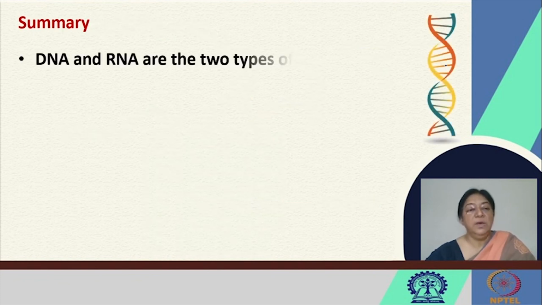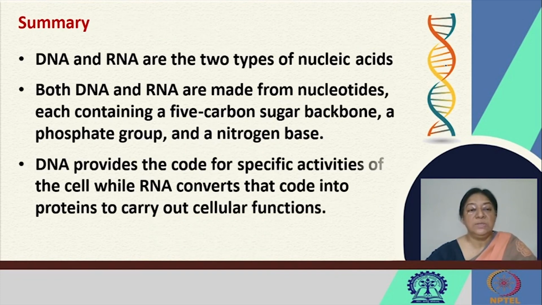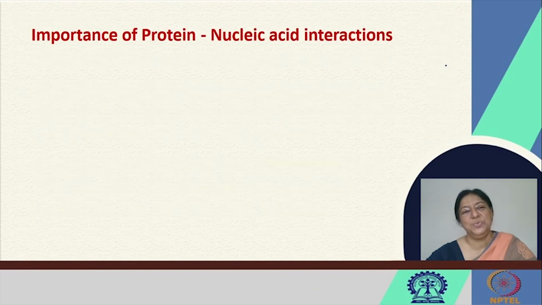So in summary, we looked at the DNA and the RNA, the two types of nucleic acids in their basic structure. They were made of nucleotides, each containing a 5-carbon sugar backbone, phosphate group and a nitrogen base. And the DNA provided the code for the specific activities of the cell, while RNA converts that code into proteins in our central dogma, from DNA to RNA to protein.